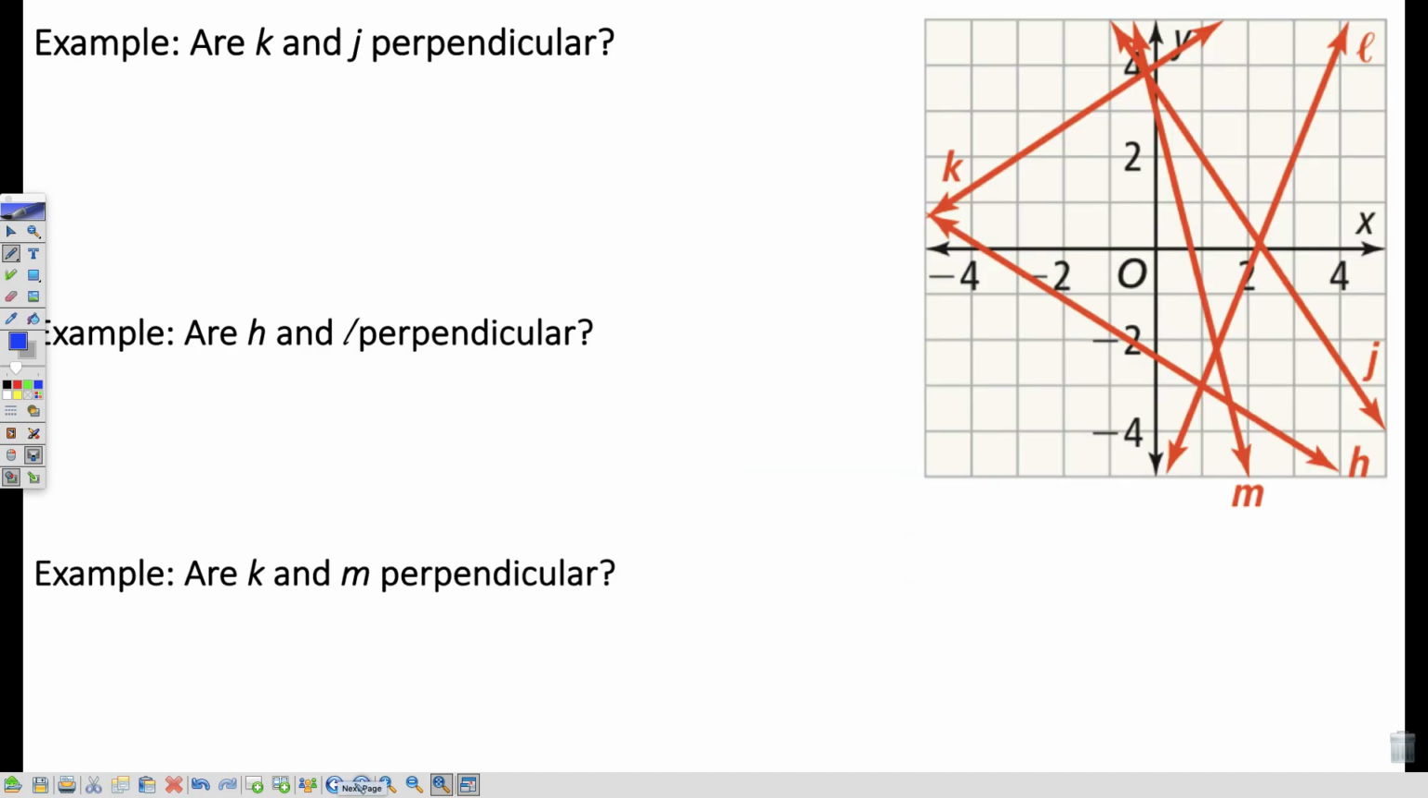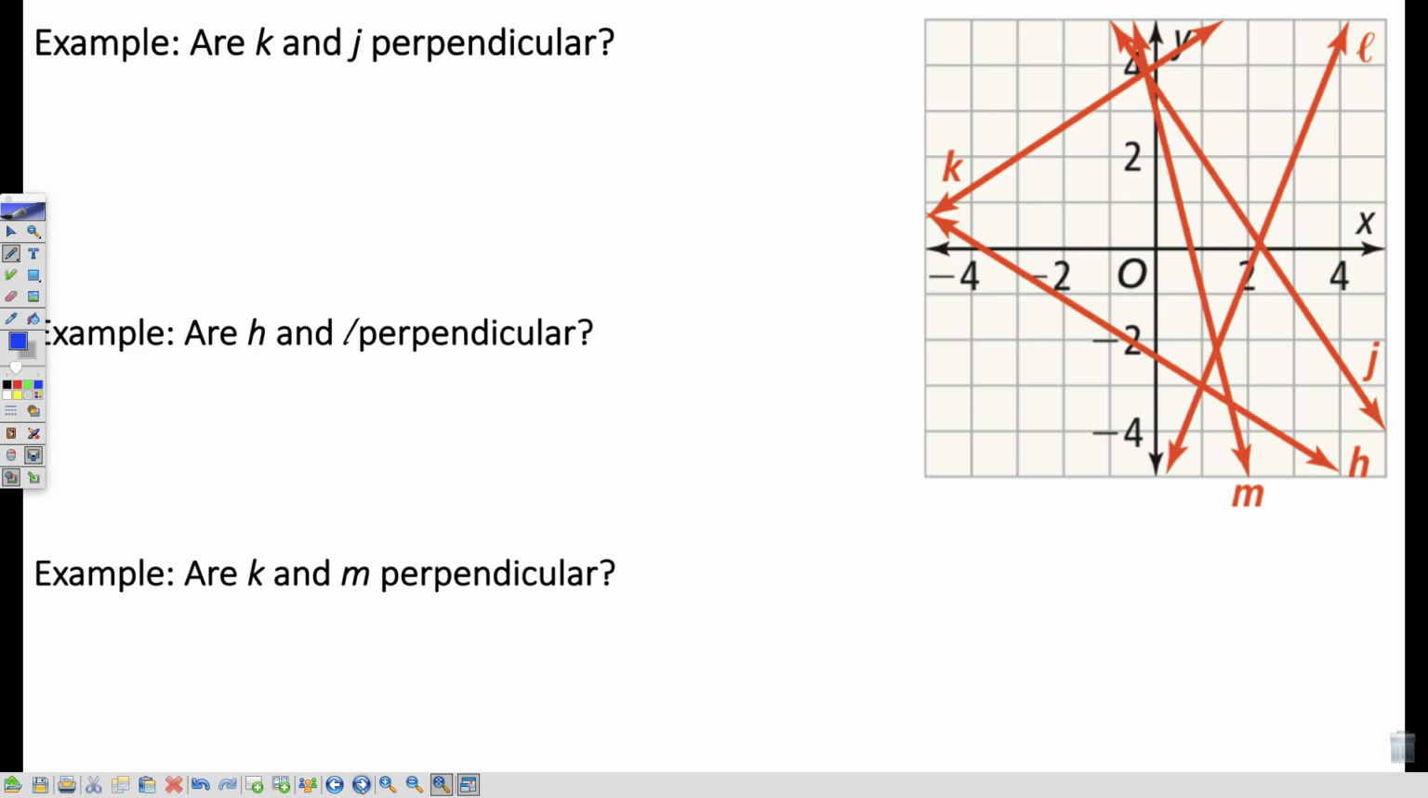Okay, are K and J perpendicular? Are H and L perpendicular? Are K and M perpendicular? What do I need to find out about every single one of those? The slope. Every single one I need the slope, the slope, the slope.